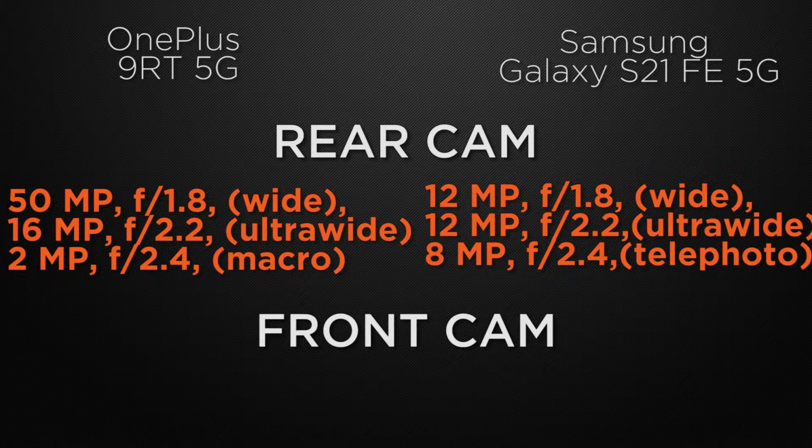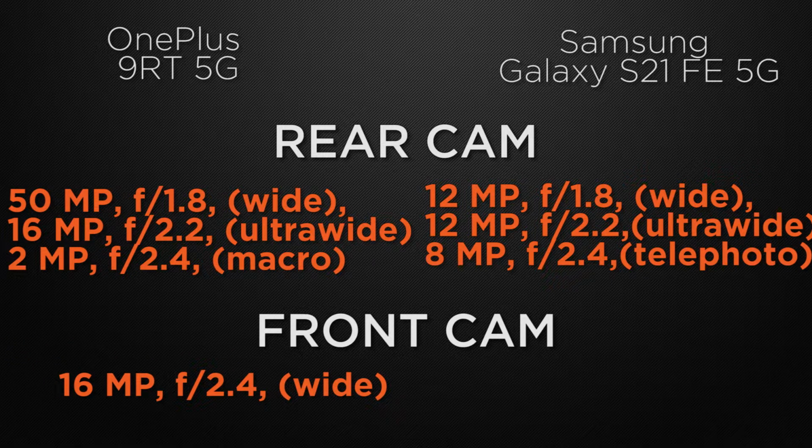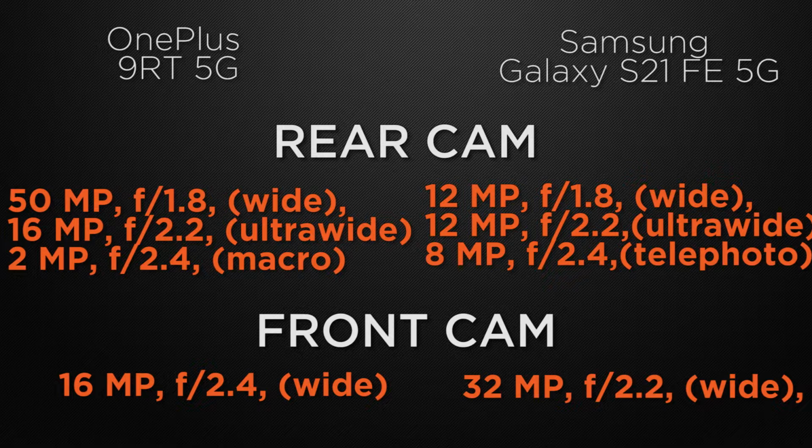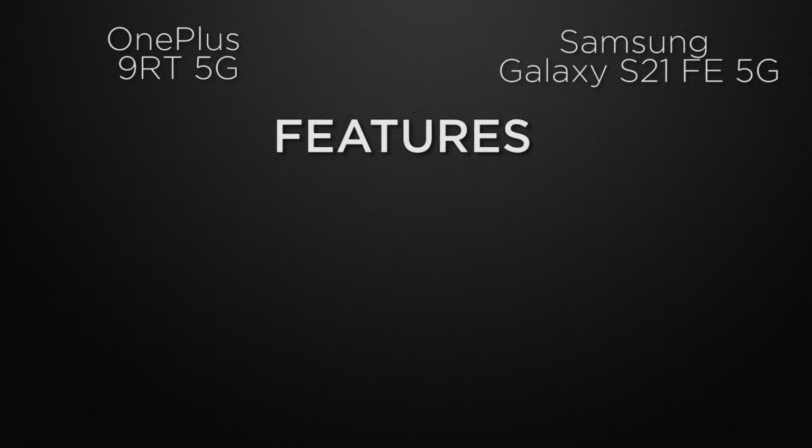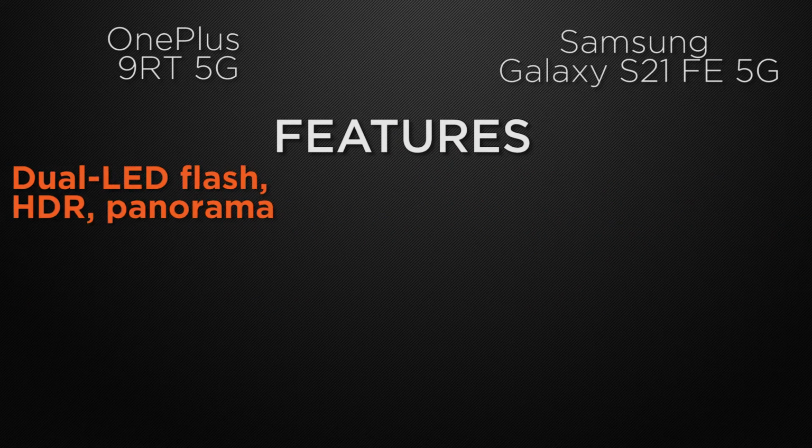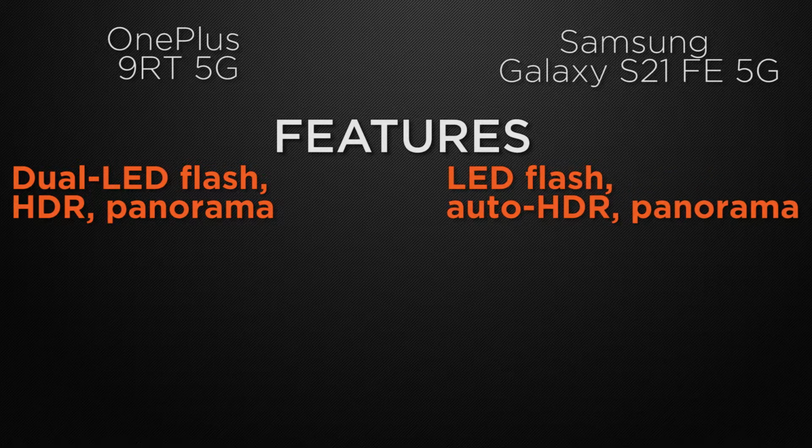Let's talk about the selfie camera of the devices. The 9RT has a 16 megapixel wide camera. On the other side, the S21 has a 32 megapixel wide camera. So clearly the winner here is the S21 because it has a bigger camera sensor which can take better quality selfies. Let's talk about the camera features. The 9RT has dual LED flash, HDR and panorama, whereas the S21 FE has LED flash, HDR and panorama. Because of the dual LED flash, the winner here is the 9RT.